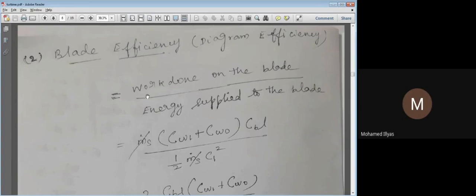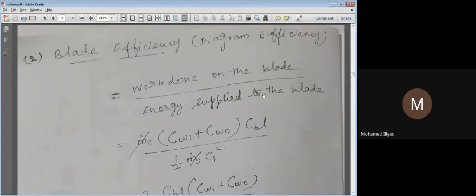So what is the output here? The work done by the steam on the blade is nothing but your output, that is, how much work we are extracting from the blade. Input is how much energy we are giving from the steam to the blade. In this way, efficiency becomes output by input. Here, output is the work done on the blade by the steam, and input is the energy supplied by the steam to the blade.